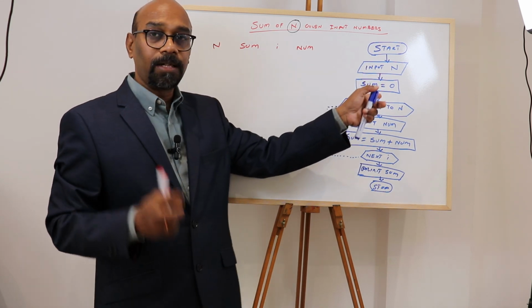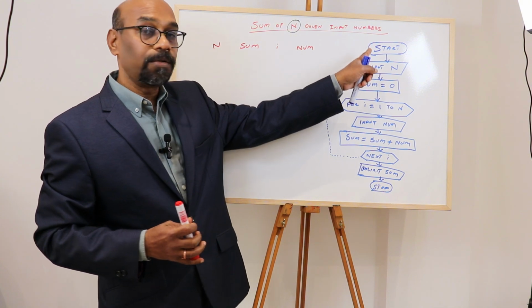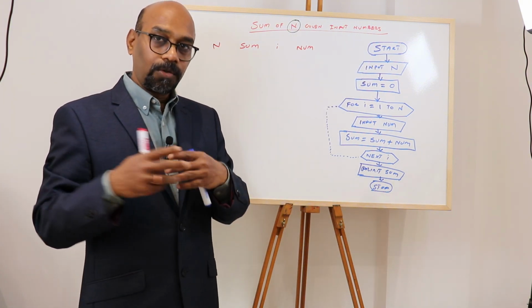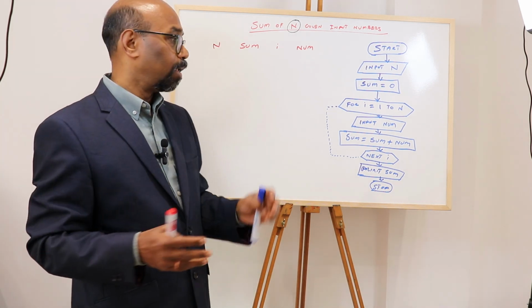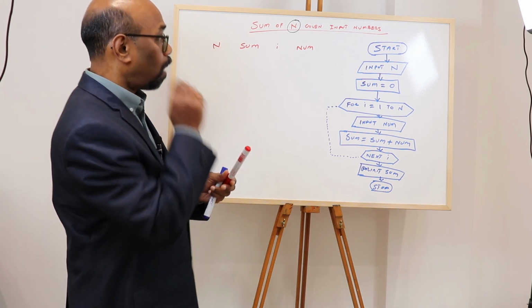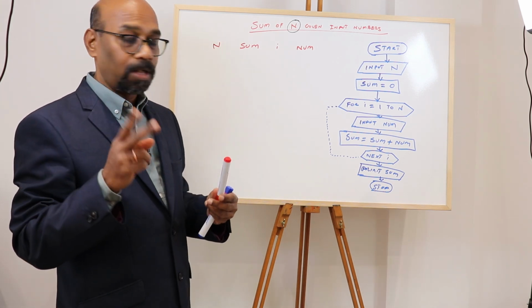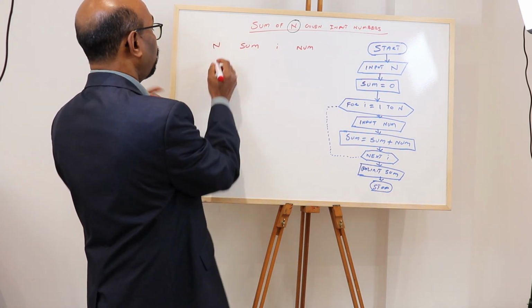I'm going to add two numbers. You can use this flowchart for two numbers, three numbers, 100 numbers, 200 numbers, 1000 numbers. So this is a very generic flowchart. Now I'm going to use just an example. I'm going to add two numbers only. So my input is going to be 2.